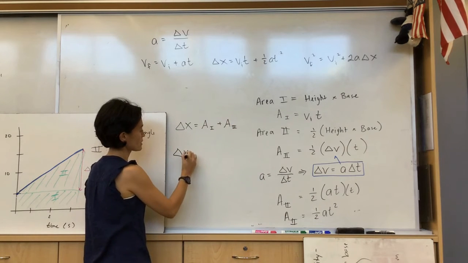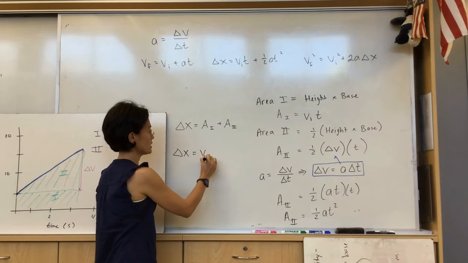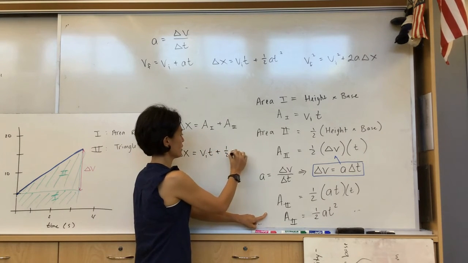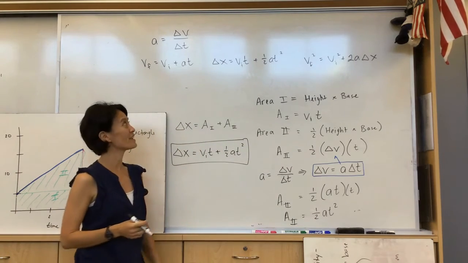So my delta x is going to equal my area 1, which is just v initial times t, and then my area 2, which is 1/2 at squared. So that's where we get the second equation.